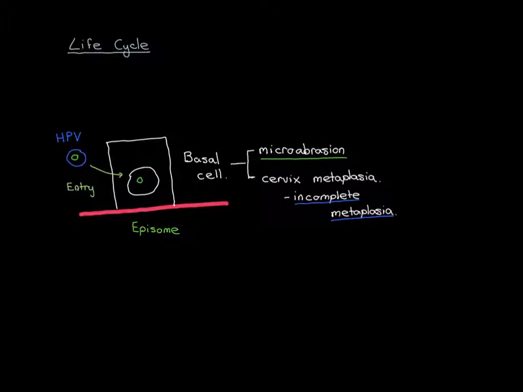Okay, so we've now got the viral genome inside the nucleus of the cell as an episome. What we now want to talk about is what's going to happen next. So, the human papillomavirus genome, we know that it has 8,000 bases. We also know that it codes for 8 genes, E1, E2, E4, E5, E6 and E7, the 6 early proteins, and L1 and L2, the 2 late proteins.